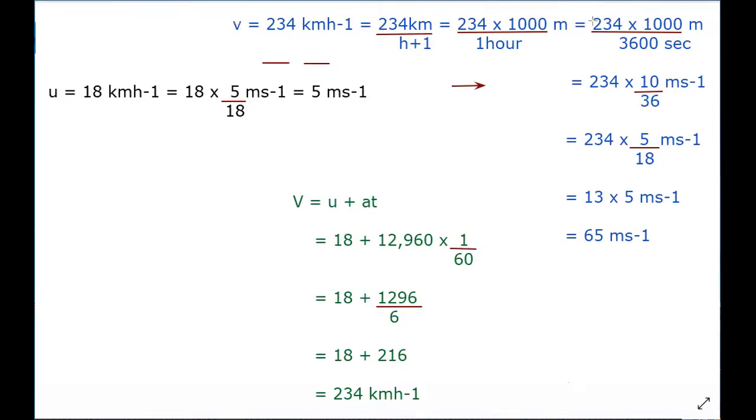Or you can write all these steps. If you love maths, write them all. But if you just want the answer, just multiply the kilometer per hour value by 5 by 18. Right, now the final thing. Actually, we have already answered the question. How do we find the acceleration in meter per square seconds?